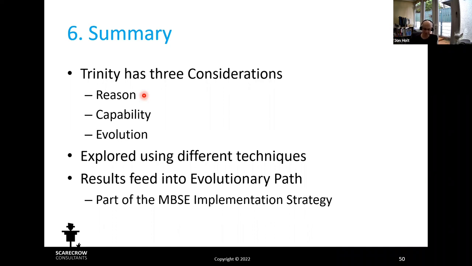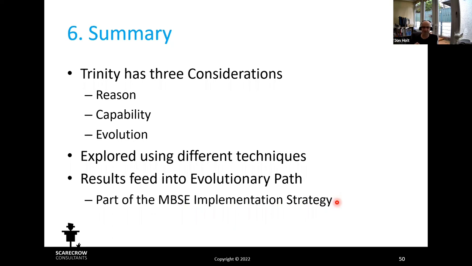So don't just believe everything that you read. Don't just think that because somebody else has done it, the same will be true for you, because remember C3PO. And those are the main things that we want to talk about today. I've also mentioned very briefly some of the different techniques that we use, and how we take this information, and this results in what we refer to as an evolutionary path. This is what gives us our MBSE implementation strategy.